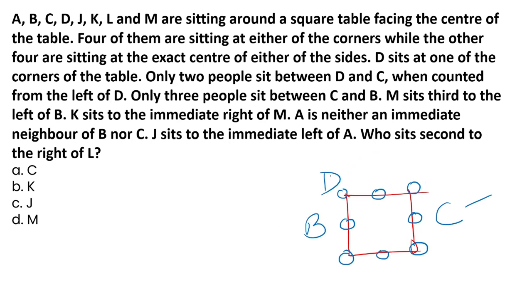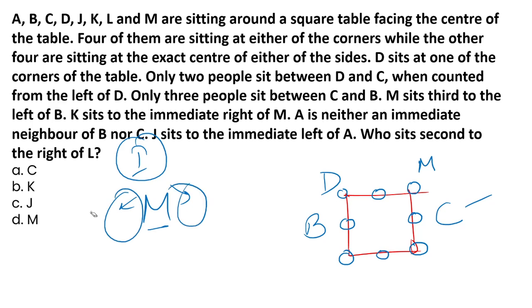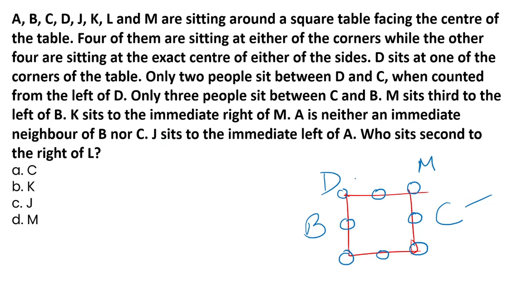Third to the left, we do not need to count like first, second, third. M is sitting third to the left of B. K sits to the immediate right of M. Immediate means the neighbor. All are facing toward the center, so the right side is this one. So K sits to the immediate right of M.